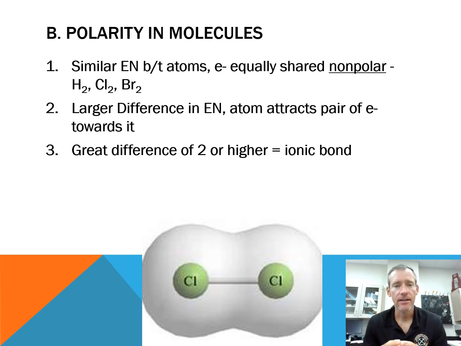Large differences in electronegativity have a polar bond. Okay, so one atom is stronger than the other. And then the greater the difference, 2 or higher, is an ionic bond. So that's strictly going to be a metal and a non-metal. So there is a range.